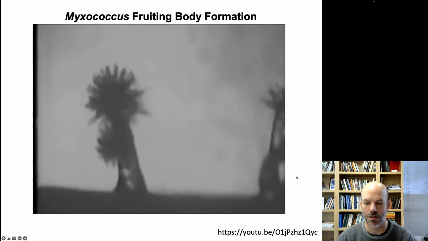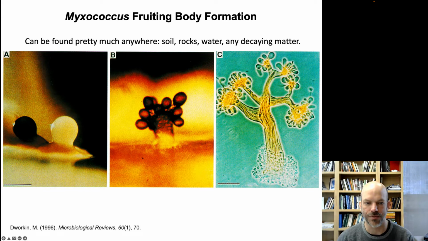So there's the video, and then a really nice version of that is here. This is a nicer image of that same fruiting body structure that we saw being formed in the video. And these structures are formed by Myxococcus, which is a genus of bacteria that's really common. It's found everywhere. So it's not some weird alien that's only found in one rock at the bottom of the ocean or something like that.